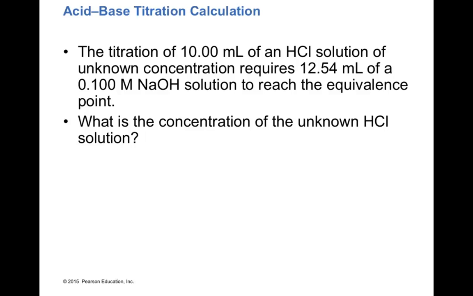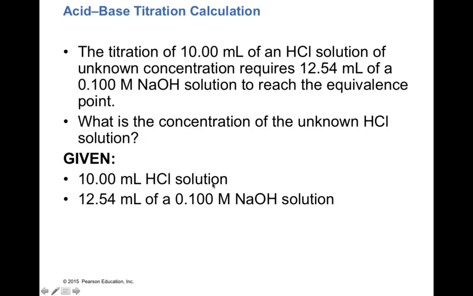So, what do we have? We have that the HCl solution is 10 mL. We have the volume of the unknown. Also, we have the volume that was used to neutralize the acid, the sample of the acid, and also the concentration of that base. We have 12.54 mL. This is the volume that was used from a 0.100 molar sodium hydroxide solution.